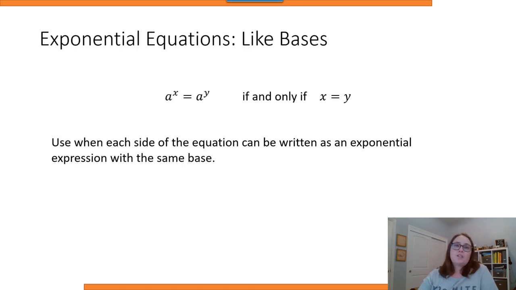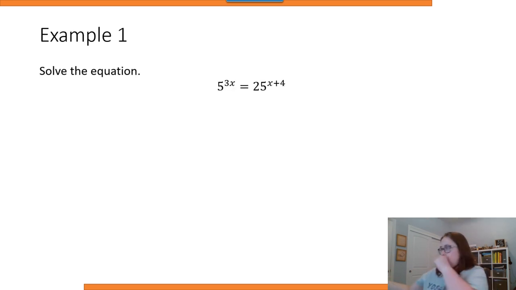So the first type we're going to look at is what we call like bases. This is exponential equations. You're going to see some exponents showing up in here where we can rewrite the two sides of the equation using the same base. I want it to look like a to the x equals a to the y, so that I can switch to x equals y in that case. So let's see an example of that.